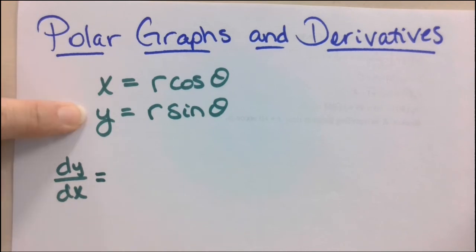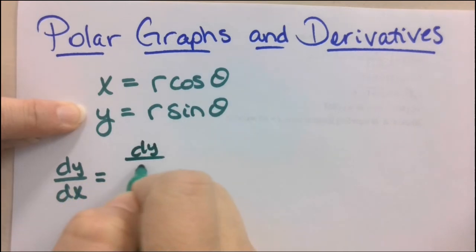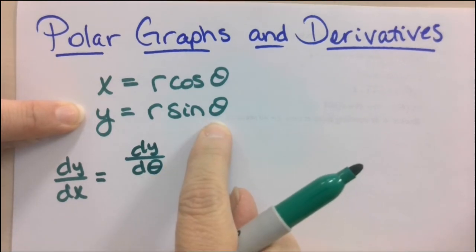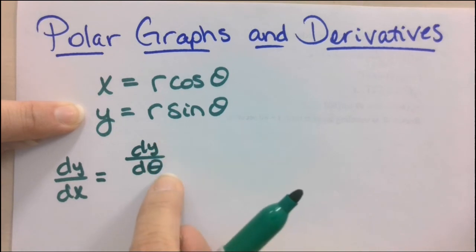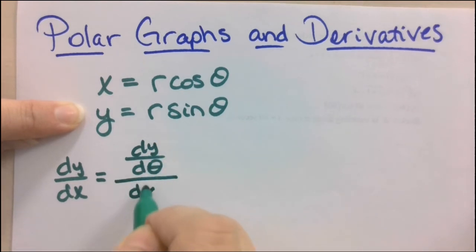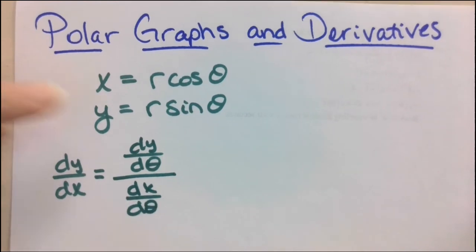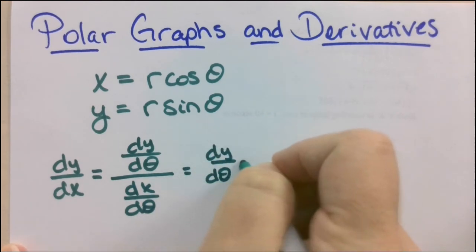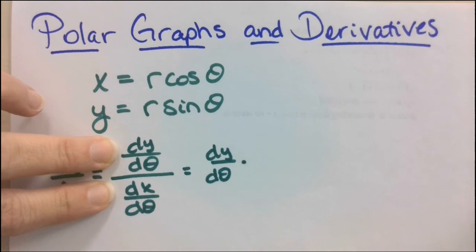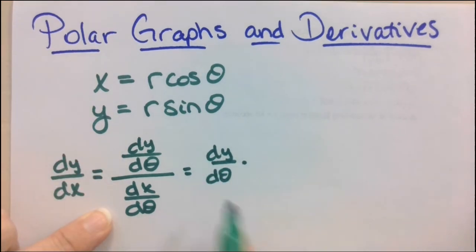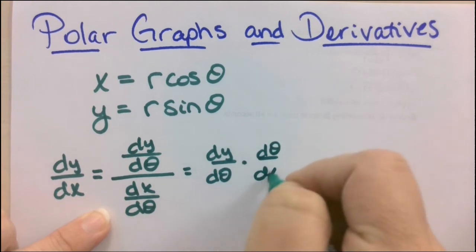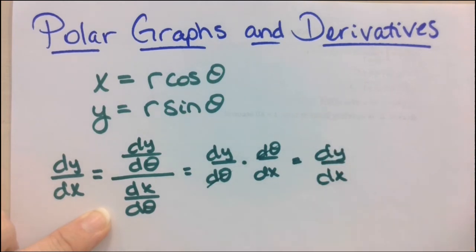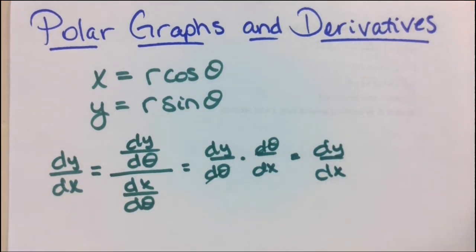For dy over dx, we are going to take the derivative of y with respect to theta, because theta is our independent variable for our polar equation. So we're going to take the derivative of y with respect to theta, and we're going to divide by the derivative of x with respect to theta. Because, and we've seen this with parametrics, let me just remind us that this would be equal to, dividing with fractions, I'm going to multiply by the reciprocal, dy/d theta times d theta/dx. My d thetas would divide out, and that does give me dy/dx. That's what we're looking for.